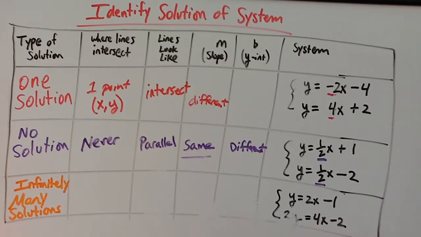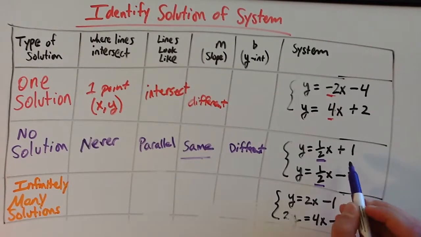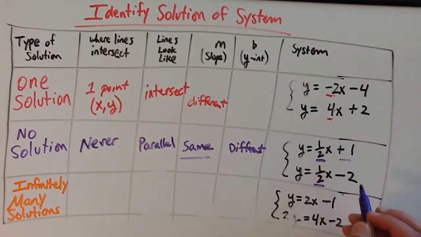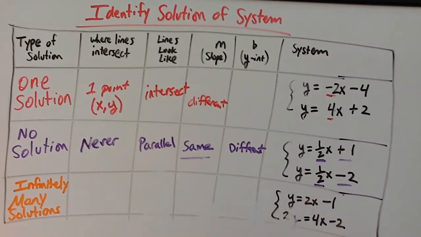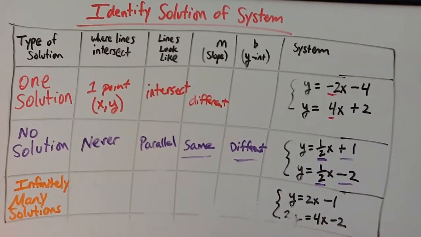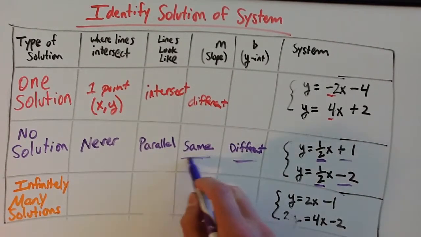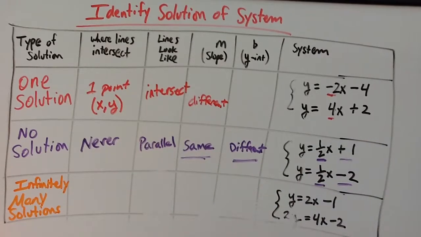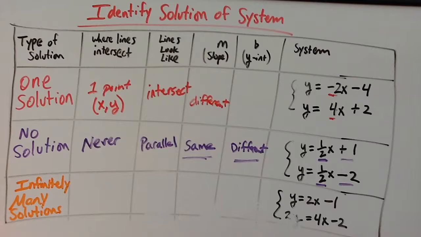Are the y-intercepts the same? Well, as you can see in this equation, the b, or the y-intercept, is 1. In this equation, the y-intercept is negative 2. And so they have different y-intercepts. And if they have the same slope and different y-intercepts, the lines are parallel lines, and therefore there will be no solution. So let's look at an example of these lines graphed on the coordinate plane.